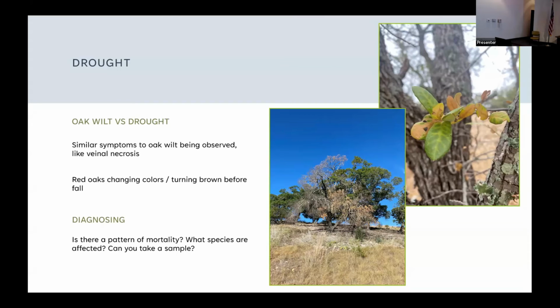You can send samples there yourself. I mentioned sampling quite a bit already, but it is available for anyone to send in a sample. I recommend Googling Texas Plant Disease Diagnostic Lab, and they have different steps on how to sample and how to ship it, all that stuff, depending on what you're trying to diagnose.